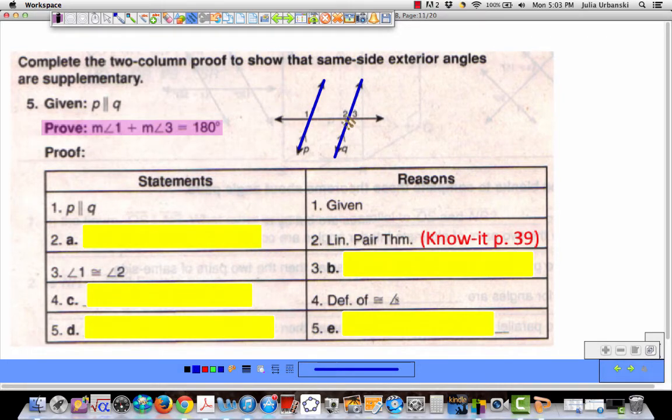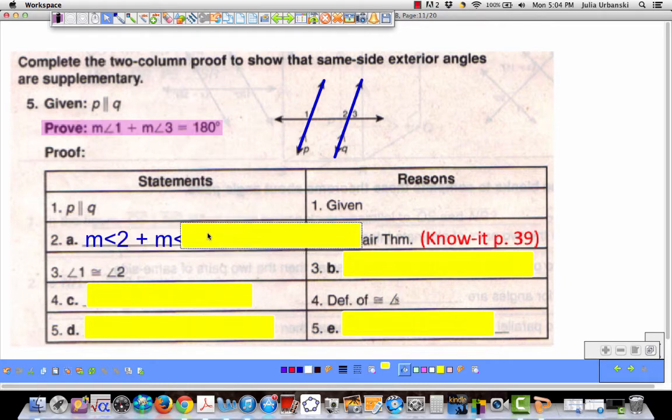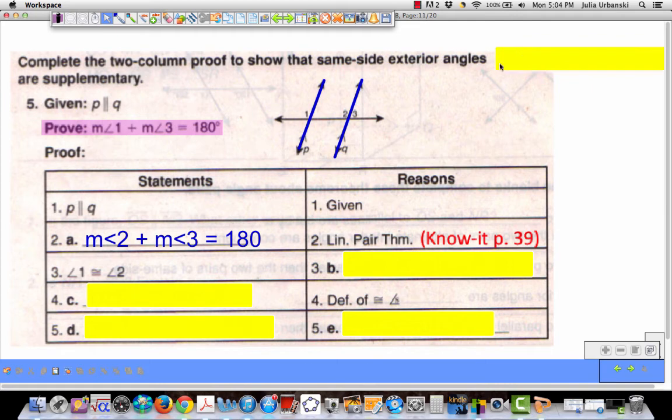If I'm looking at this picture, the only linear pair I see is right here, angle 2 and angle 3. So the linear pair theorem says that whenever you have two angles that form a linear pair, they are supplementary. In other words, angle 2 plus angle 3 equals 180. They add up to 180 because they are a linear pair. Okay, keep at it, just one step at a time.